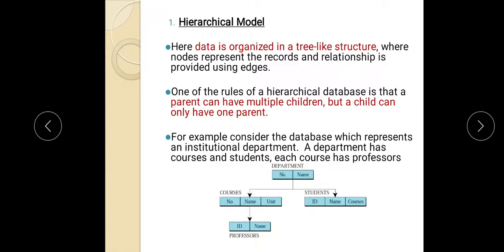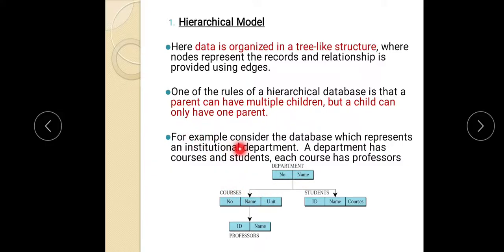Clear? Okay, so these are called the root node, this is the child, and this is the child of this parent. Okay, and so on it goes. One of the rules of a hierarchical database is that a parent can have multiple children, but a child can have only one parent. This child has only one parent. This child also has only one parent.